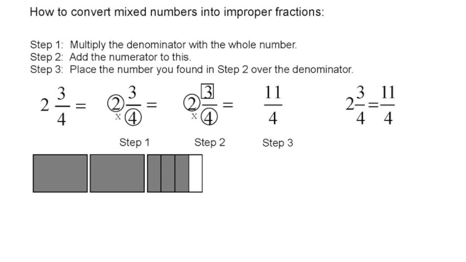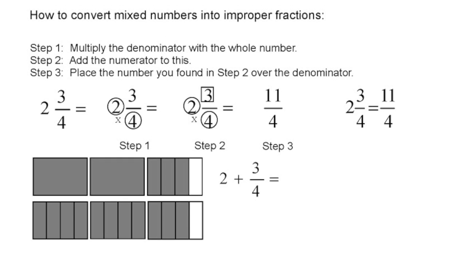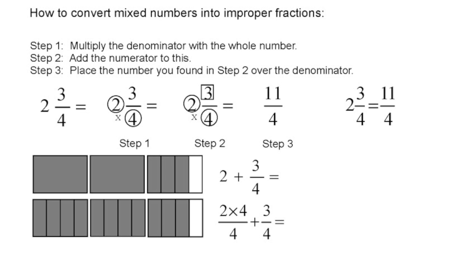Now I'm going to show this visually as well. I have 2 wholes and then obviously 3/4 of a box. So I'm going to show that as 2 plus 3/4. And I also have here 4/4, 4/4, and then another 3/4. So I have 2 4/4, so I'm going to show that right here. 2 times 4 over 4.